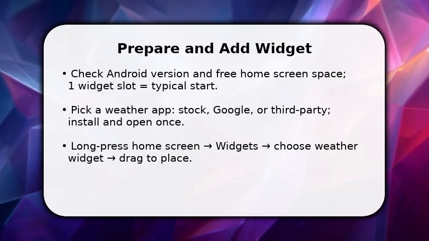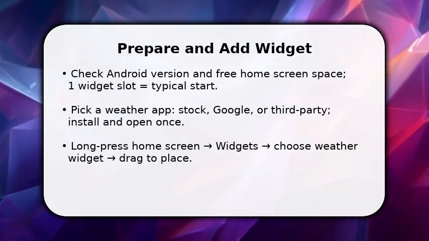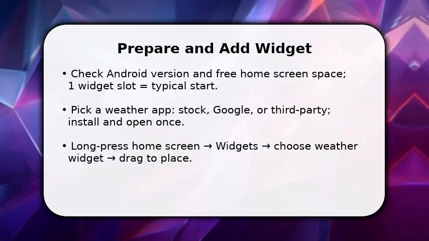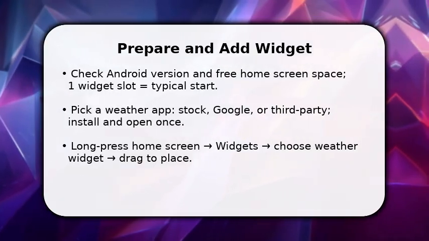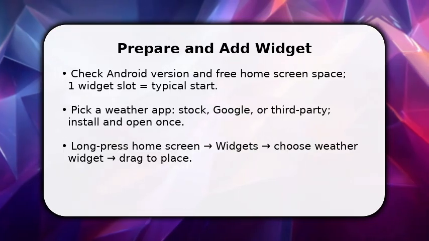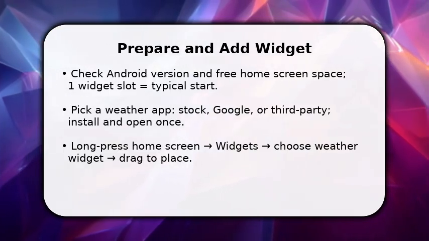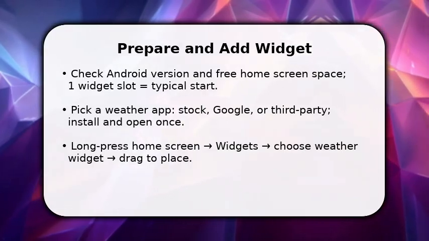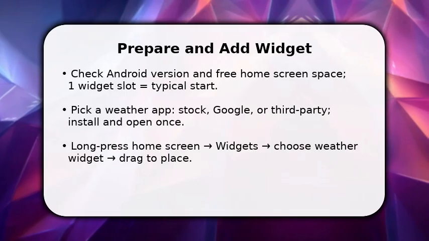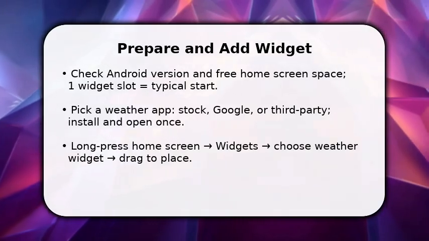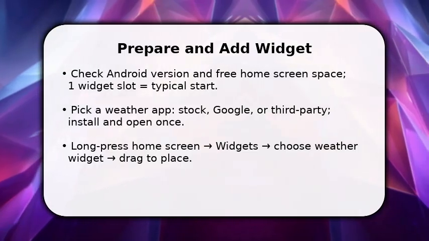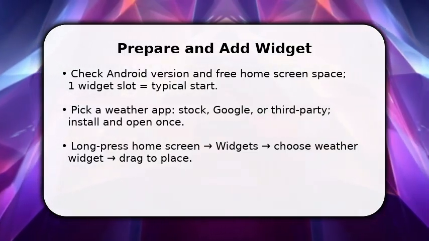Enjoy the video. You start by confirming Android and clearing a spot on your home screen. This avoids layout errors. Next, install the weather app you prefer and open it once so it can initialize settings and permissions. Once done, long press the home screen, tap Widgets, find the weather widget you installed, then drag it to the desired location. Make sure the widget preview fits the grid before you release. This ensures the widget will appear correctly and load its initial data.